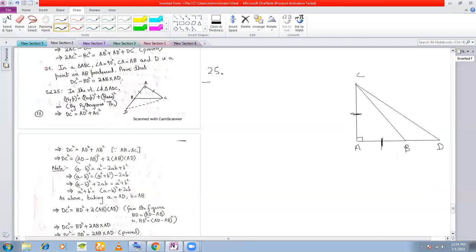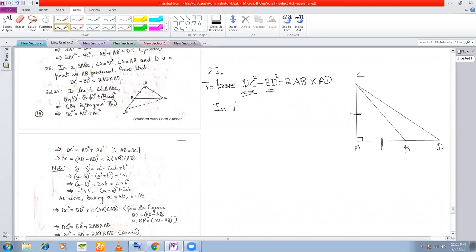So the question is to prove DC square minus BD square is equal to twice AB into AD. That is the question here, right? So how many right angle triangles can you see? There are two right angle triangles you can see here, right? That means you can apply Pythagoras theorem in both the right angle triangles. Now see here, the proof starts with DC or BD. Now DC is the hypotenuse of which right angle triangle? Of the bigger right angle triangle, right? So let us start with the bigger right angle triangle.